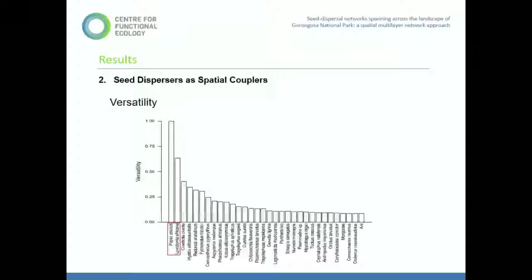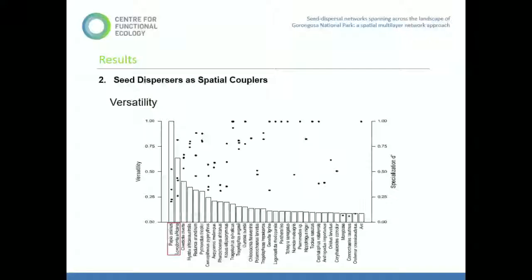And then we looked at versatility, that gives you the importance of each of the species. So we can see that over here, baboons and elephants were quite important for the seed dispersal across the whole landscape, across the different habitats. But then there were a couple of other important species, like the civets over here, and porcupine, and also reedbuck. Those are the most important.